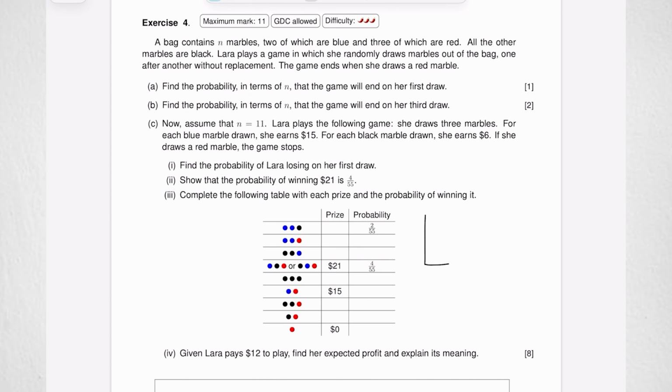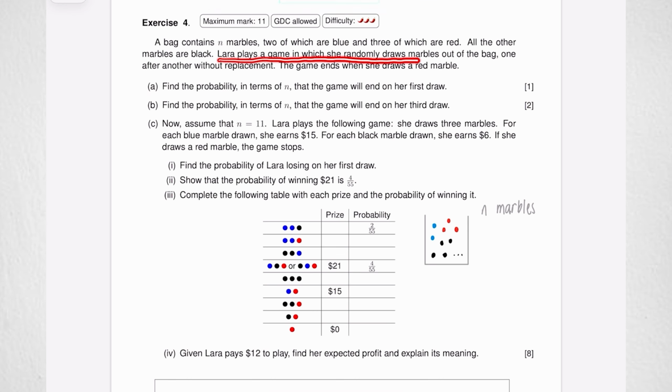All right, so a nice probability question, one that involves a little game. These are usually the trickiest probability questions, the ones that involve multiple items in the same question. So let's see what's happening in this scenario here. We have a bag which contains n marbles. 2 of these marbles are blue, 3 are red, and all the others are black. We don't know how many exactly, but they're all black.